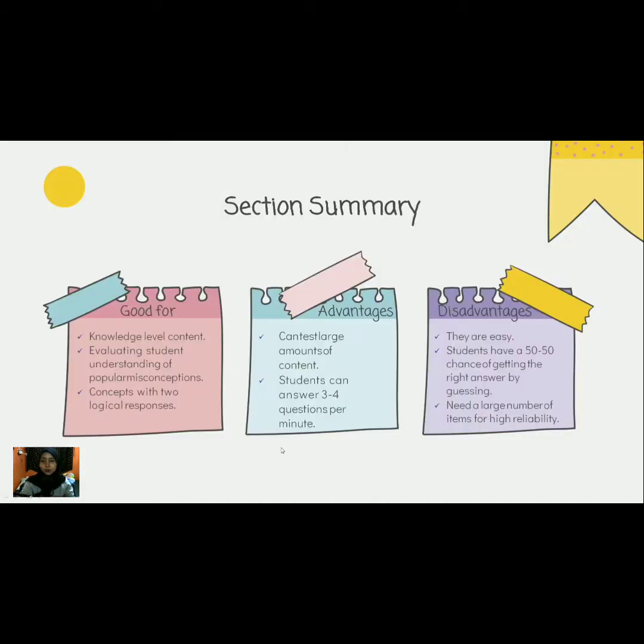Section summary. True-false is good for knowledge level content, evaluating student understanding of popular misconceptions, and concepts with two logical responses. The advantage is that it can test large amounts of content. Students can answer three to four questions per minute. The disadvantages are that the items are easy, and students have a 50-50 chance of getting the right answer by guessing. A large number of items is needed for high reliability.